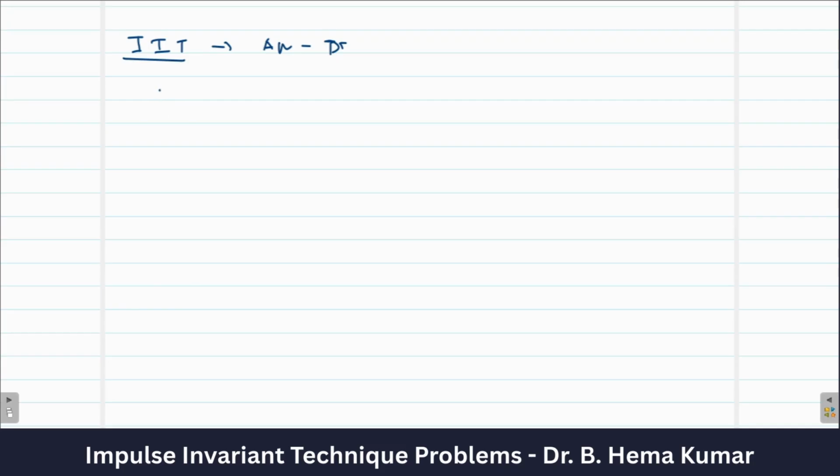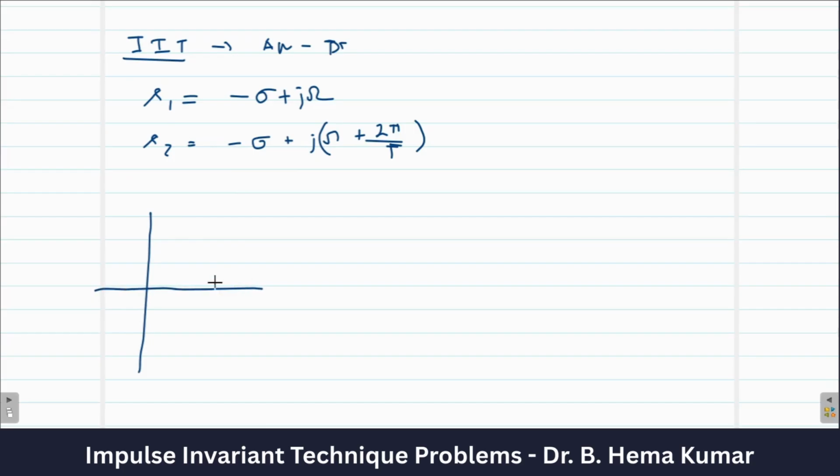Okay, consider two stable roots. I am just putting two stable roots. The first stable root is minus sigma plus j omega. The second stable root is minus sigma plus j omega plus, I'll just put it as 2 pi by T. I'll consider these two poles on your j omega axis, in the negative half of the S plane, because I have put minus. So here we have one pole and here we have one pole. S1 and S2, we have two poles.